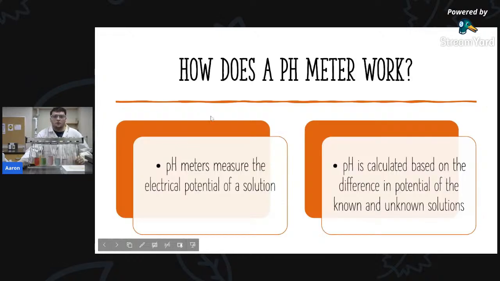So also, I was using a pH meter. So you might be wondering how a pH meter works. A pH meter actually measures the electrical potential of a solution, and has a known solution that it compares it to. And using the difference between the electrical potentials, it can calculate the pH.